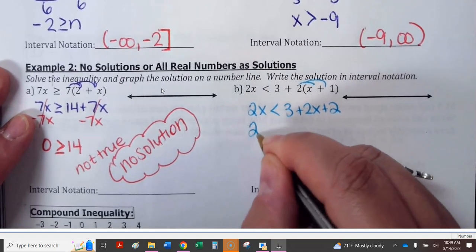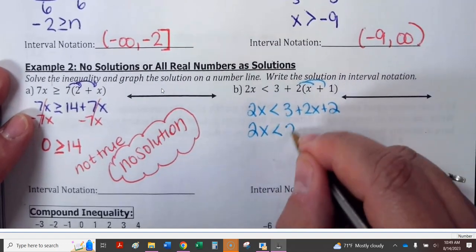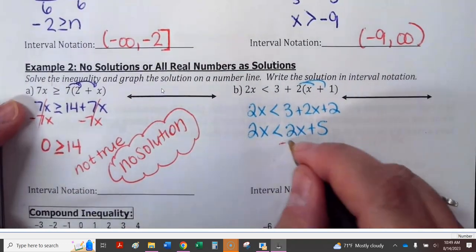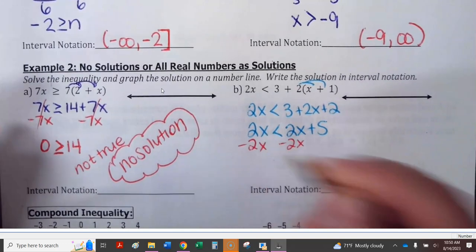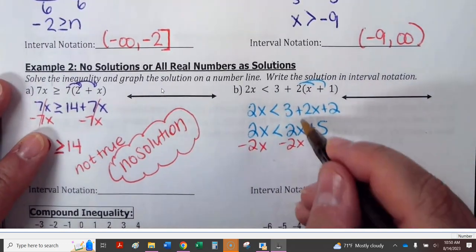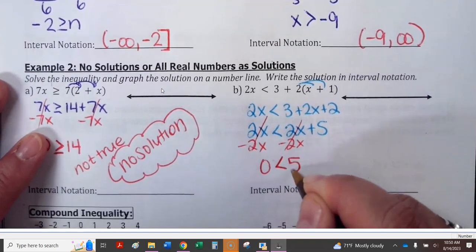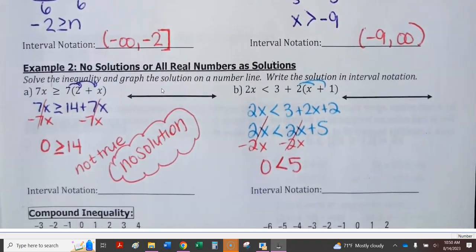So I've got 2x is less than 2x plus 5. This is going to look similar to the last question where my variables are actually going to cancel out on both sides of that inequality. So I'm going to have 0 is less than 5. All right, so if all my variables cancel out, I've got kind of a special case. So is that true or false? That's true. That's always true. 0 is always smaller than 5. So no matter what we plug in for x, that's always what we're going to end up with.